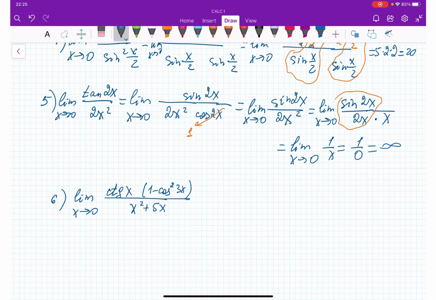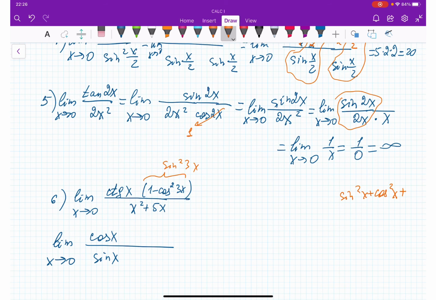All right, so let's start solving. Limit x approaches 0. We have cotangent x, I'm going to break down into cosine x over sine x. Yes? 1 minus cosine squared 3x. Might as well write down 1 minus cosine squared 3x as sine squared 3x, right? It's from cosine squared plus sine squared is equal 1. That's what we got from there. Sine squared x plus cosine squared x is equal 1.